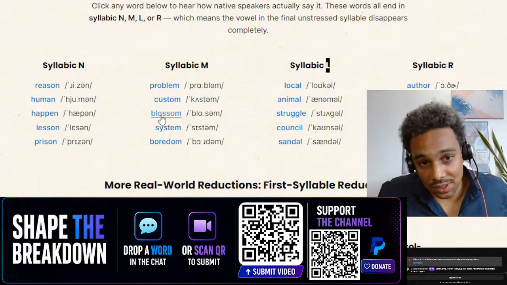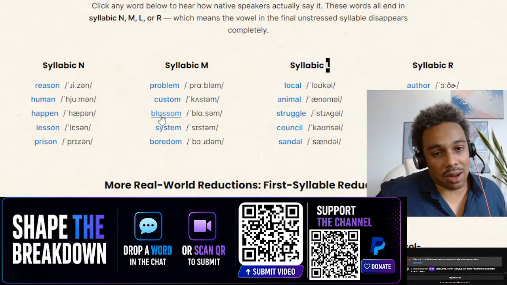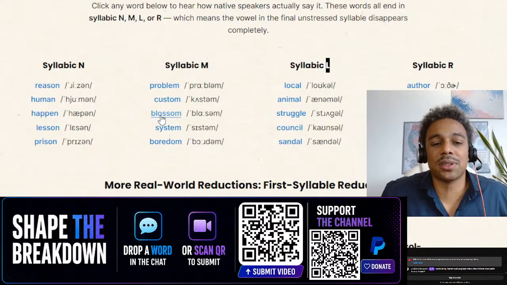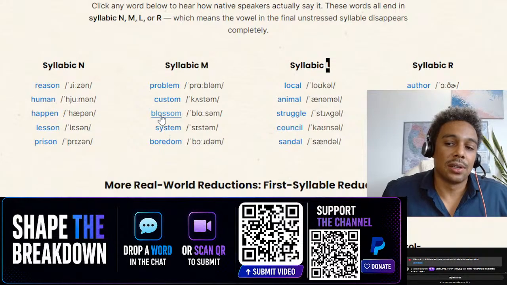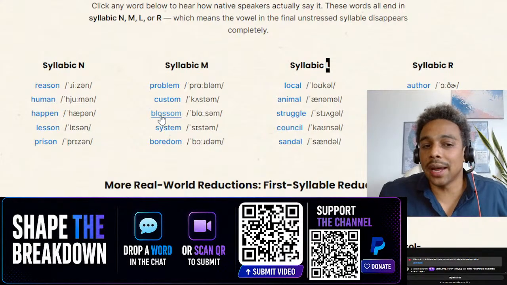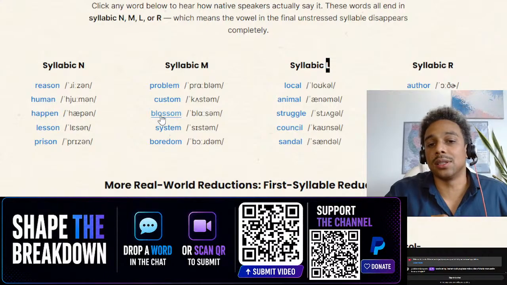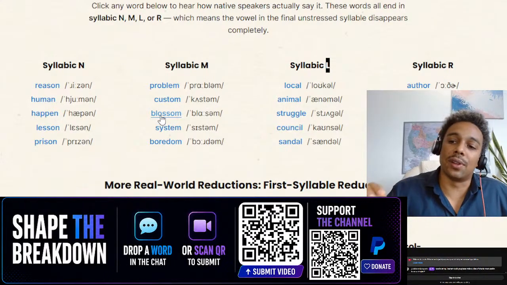So this is an introduction to syllabic consonants. And there are some exceptions, but there are very few exceptions. So you can just tuck this away as something that you can assume is going to happen when you run into these situations, when M, N, L, or R is at the end of the unstressed syllable.